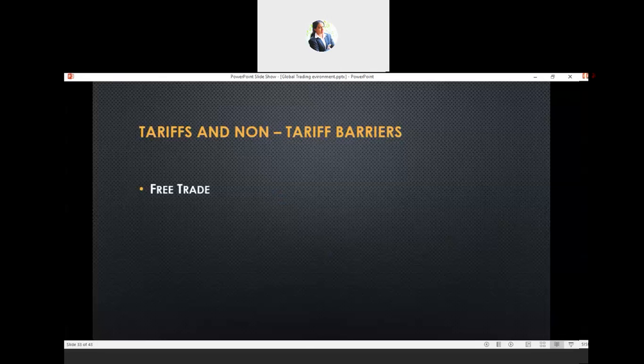Now, whatever governments might say, they actually try to control what their citizens can buy or sell abroad through interventions in free trade. And these interventions are done through some of the instruments that are used in the trade policies of the country.